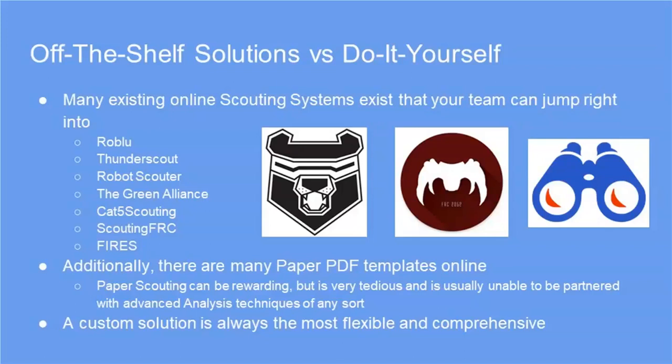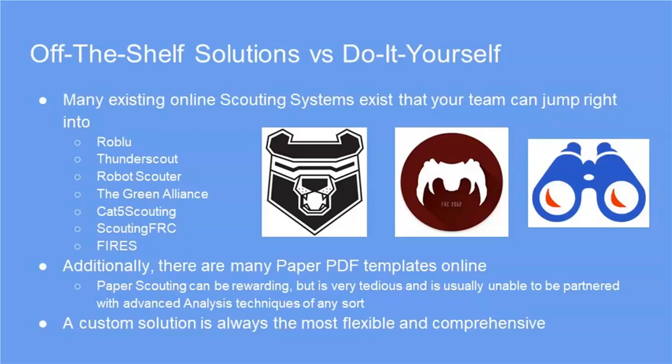And so it can be rewarding, but it's also very tedious. And if you don't take the time to actually input that data from the paper into an Excel spreadsheet or any other kind of analysis tool, you can't really do any sort of advanced analysis with it. So that's just something to keep in mind. Then again, teams like 254, which are some of the best teams in FRC, do use paper scouting. So I can't say that it won't be effective and useful.